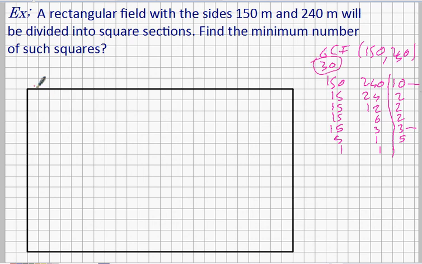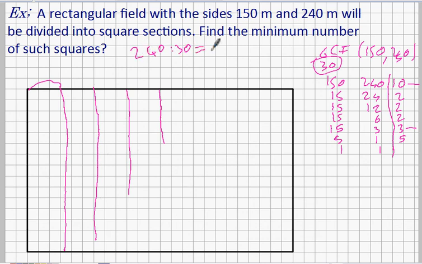That means after 3 squares of 10, which is 30 meters, I'm cutting it. After 30 meters, I am cutting it, and 30 meters, I am cutting it. Well, how many parts will I have in here? 240 divided by 30, there will be 8. There will be 8 parts like that over there.